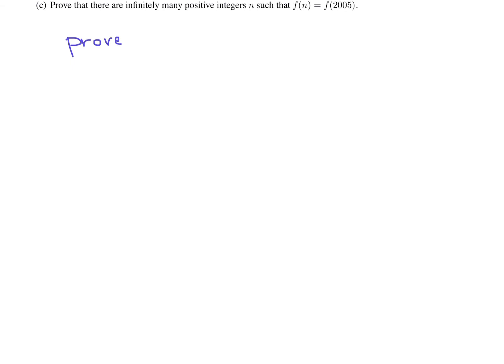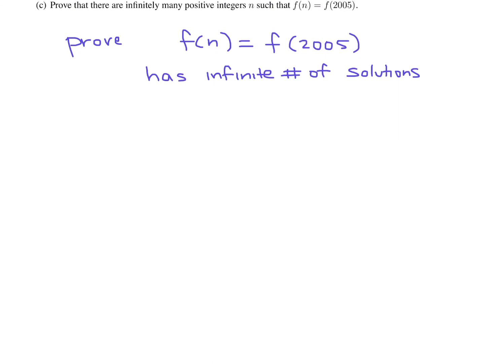So my task in the very final part is I've got to choose n so that f at n and f at 2005 are equal, and prove that this has an infinite number of solutions. We have to look at this from the perspective of the previous question, which is: how do we get a value for f at n? You have to omit the even numbered powers, correct?